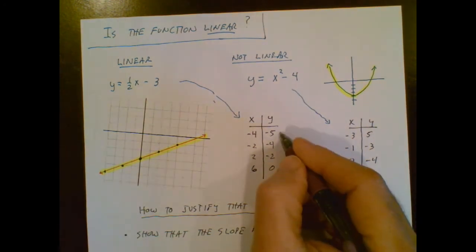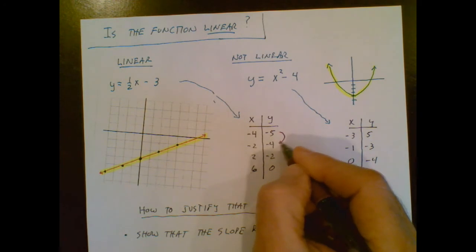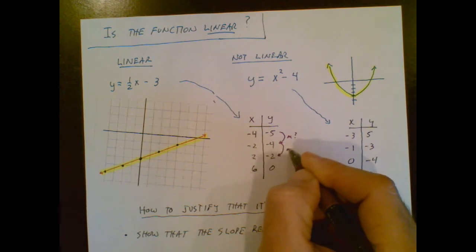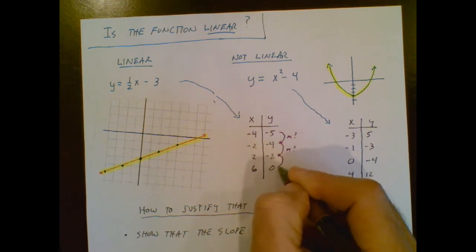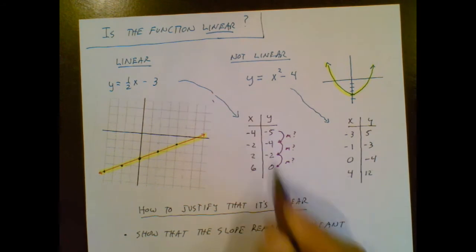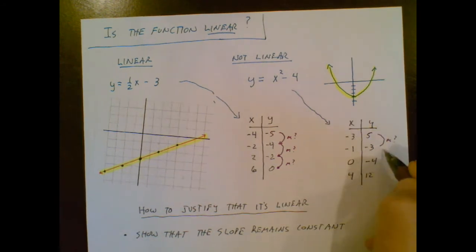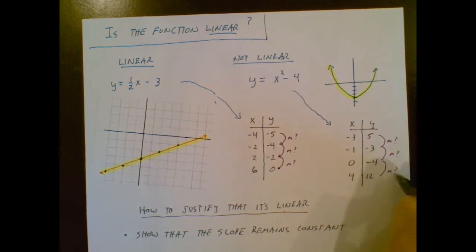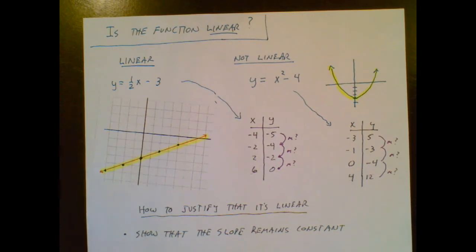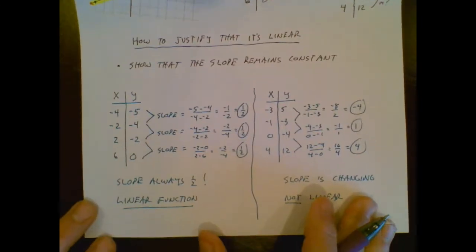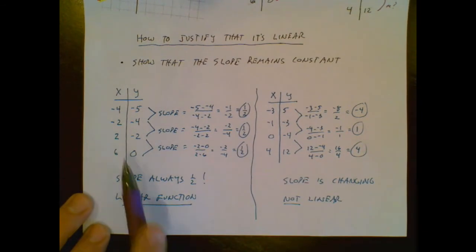So what I would like to do is say, hey, what's my slope? And keep looking at different intervals and seeing if your slope changes. Same thing over here. What's my slope? What's my slope? And by doing that, you're going to find out if this function is linear or not. And I've done that for you.